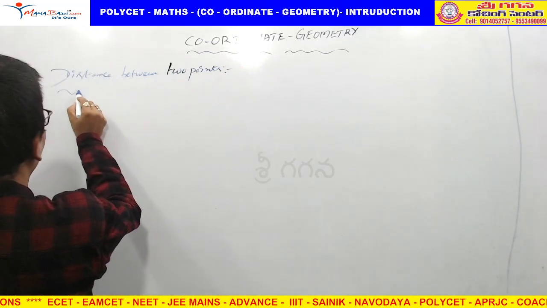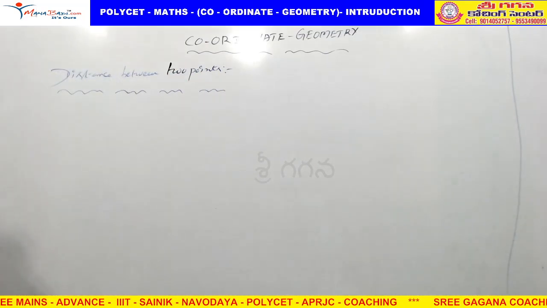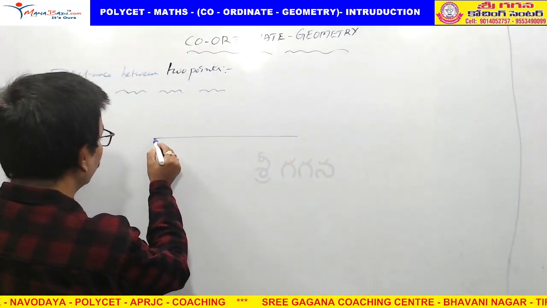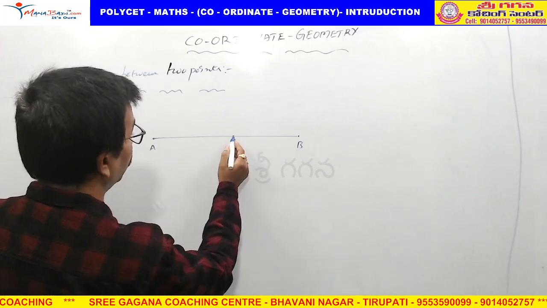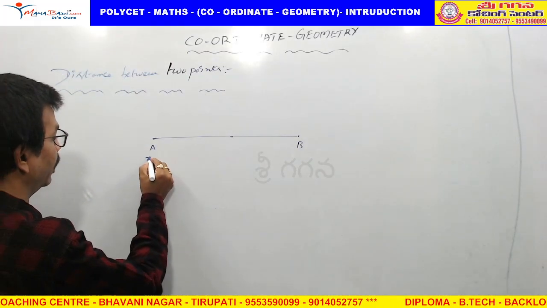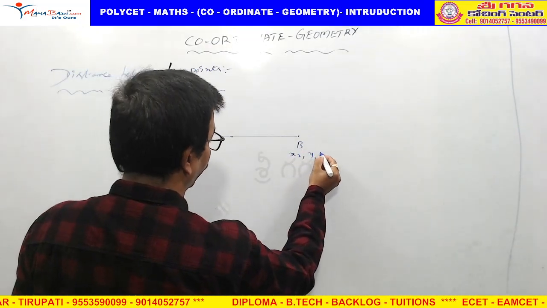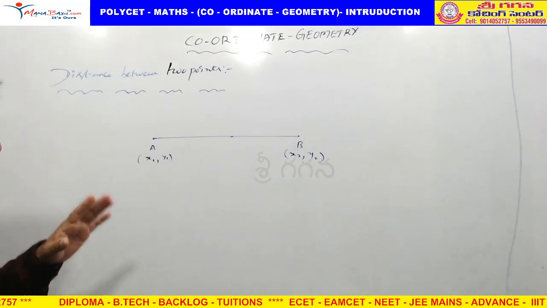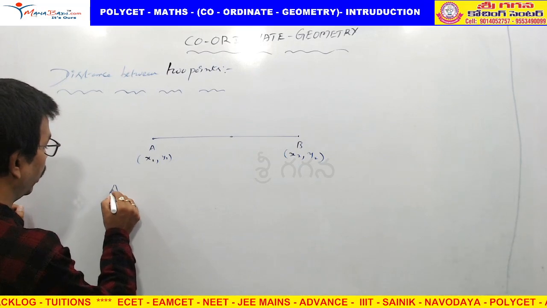In coordinate geometry, this is a very important and basic formula. Distance between two points: if you take a straight line, I am taking here A and B, with the origin in between. For example, A is x1 comma y1 and B is x2 comma y2. So how to find AB? That is the important thing. It is a very fundamental, very easy formula.